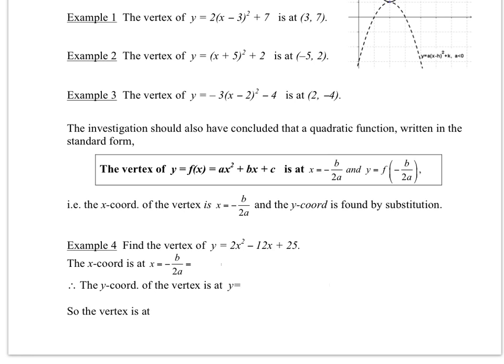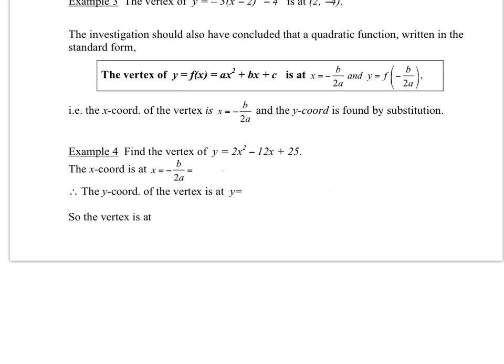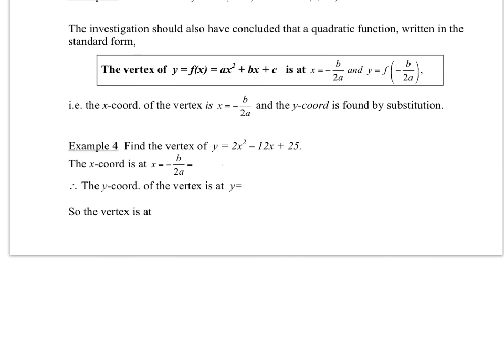In example 4, further down this page, we have to use this expression here to get the x-coordinate of the vertex. So the x-coordinate of the vertex of this thing, we use a equals 2, b equals negative 12, and c equals 25. If we do negative b over 2a, that's going to give us negative 12 over 2 times a, which is 2.